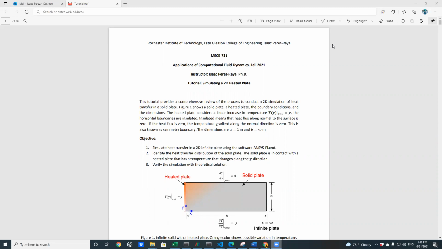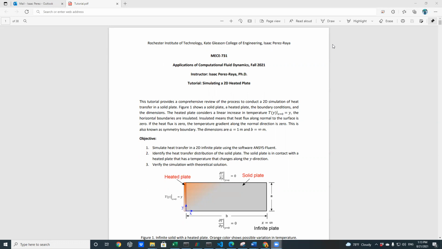This is the application of computational fluid dynamics course. My name is Isaac Perez Raya, and this course is offered by Rochester Institute of Technology in the Kate Gleason College of Engineering. The tutorial is named Simulating a 2D Heated Plate.